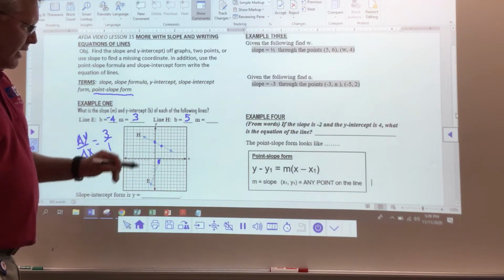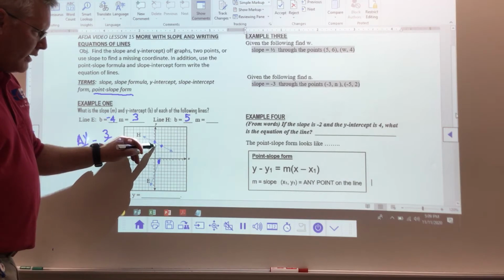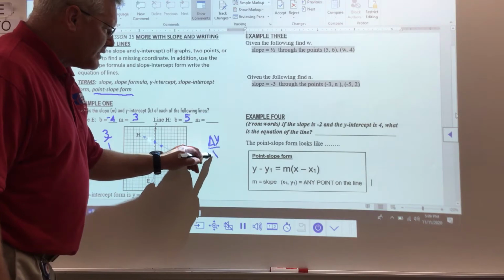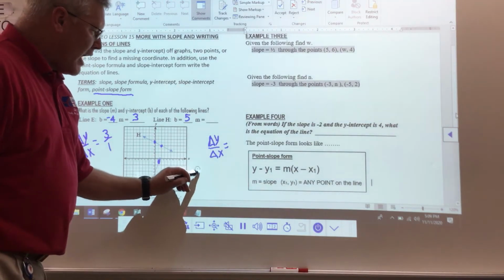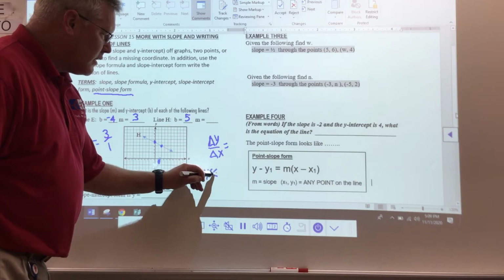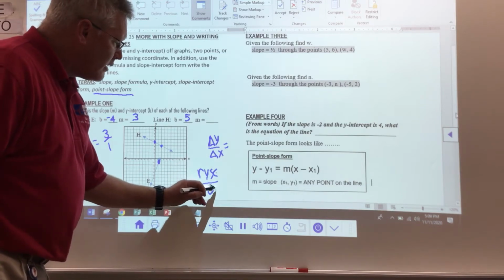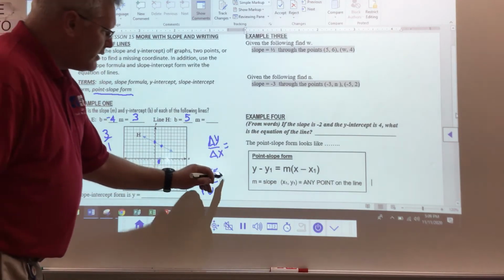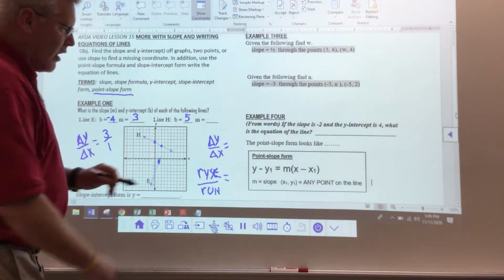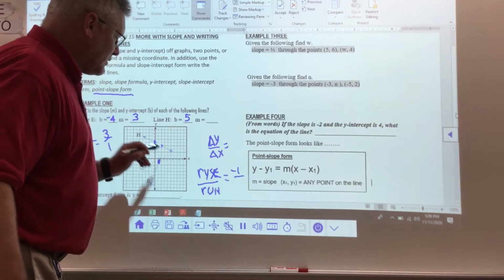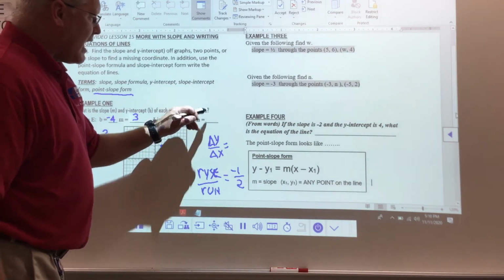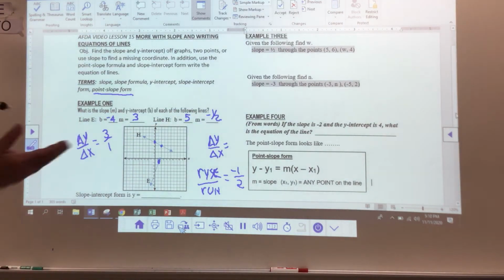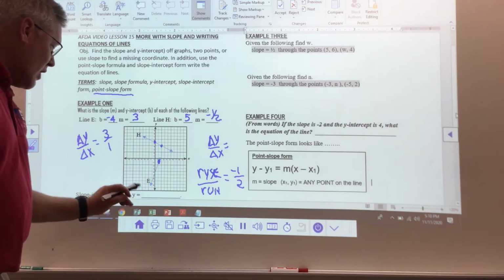Maybe those 2 right there. It looks like we count down 1 and then to the right 2. So if I use my delta y over my delta x, you might use rise over run, doesn't matter. We didn't rise, we fell, so we went down -1 and we went to the right 2. So the slope of this line is -1/2.